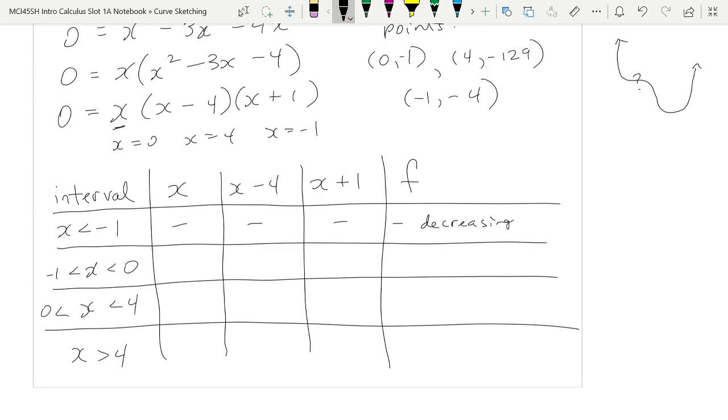What happens when we're between -1 and 0? So I'm going to pick a number like, say, -0.5. That makes x negative. It makes x minus 4 negative. And it makes this positive. A negative times a negative times a positive is positive. So in this case, we're increasing.